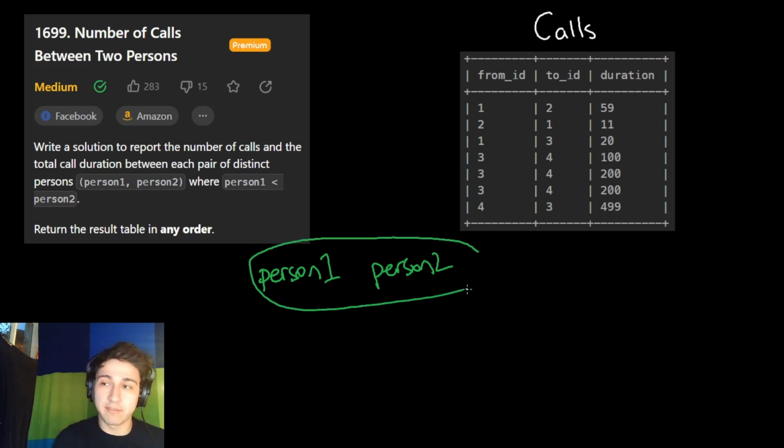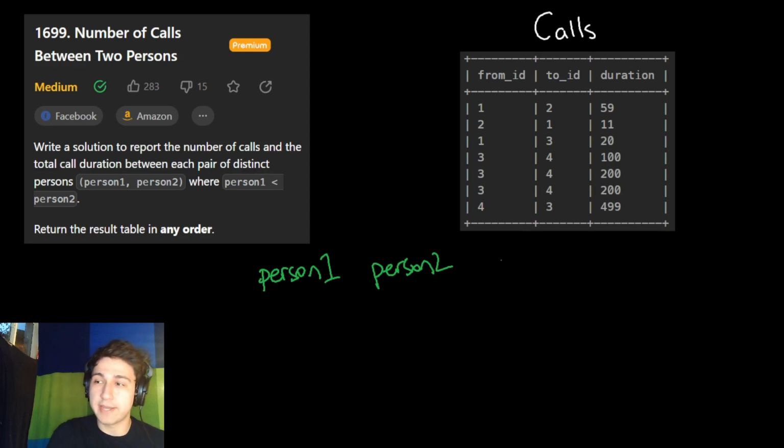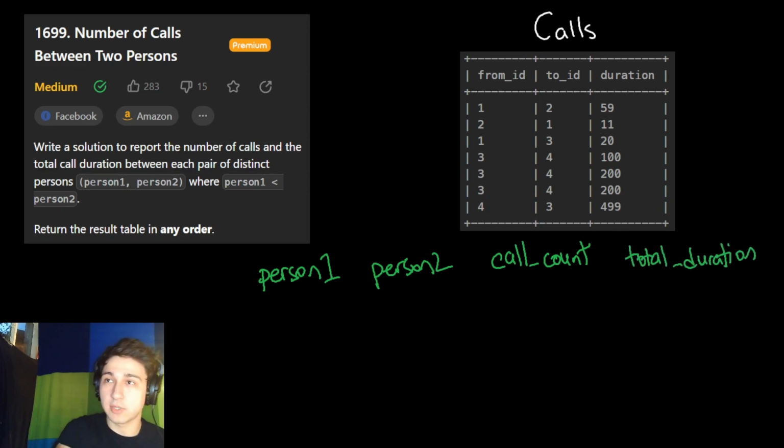Then for each pair of people that had a phone call, we want to find out how many times they spoke with each other, like how many calls they had. And then we also want to find how long they spent on the phone in minutes. So let's go through an example.